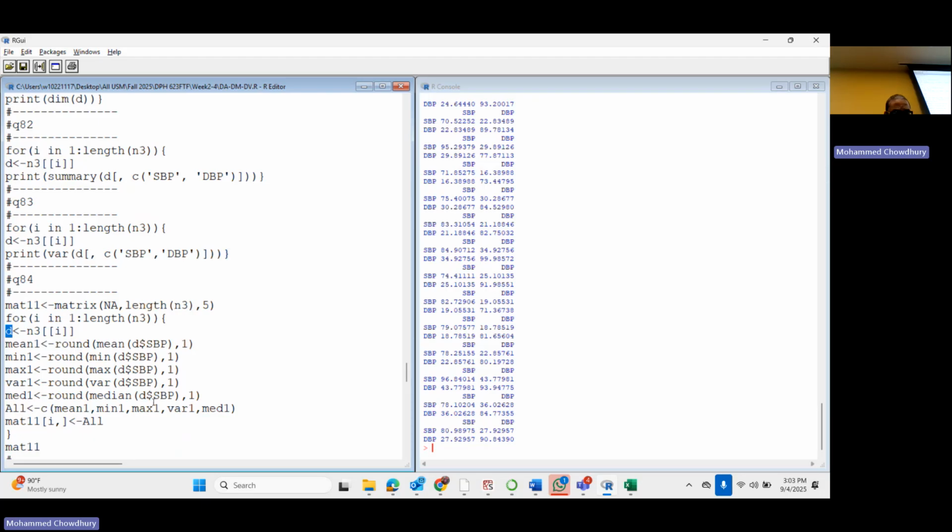Okay, now what does this mean? What does this mean, the highlighted part? So I create a matrix that currently has NA, nothing available.